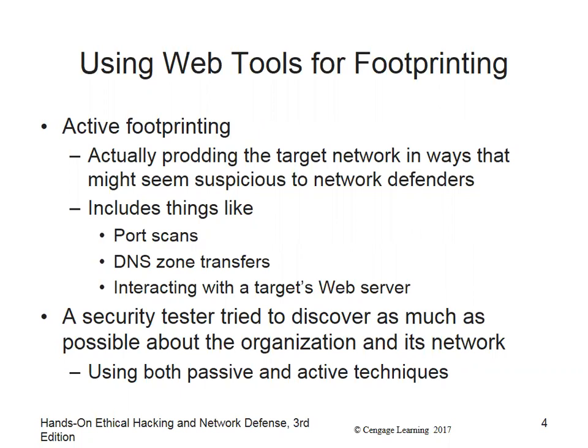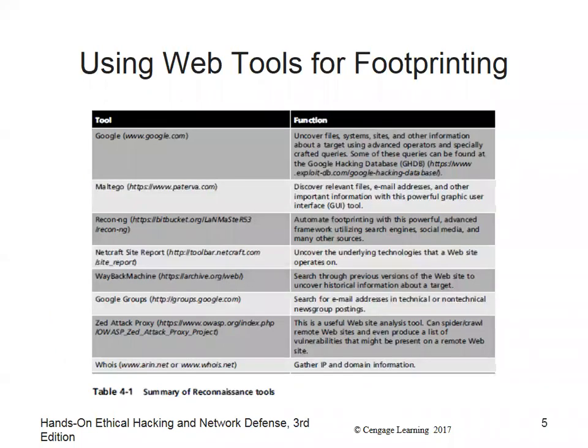Okay. So the security tester tried to discover as much as possible about your organization and its network. If you're going to break into Rose State, you're probably going to look around for a while, find out what's going on, find out as much as you possibly can. With Google, you can uncover files and system sites. There are all kinds of different tools. Google knows a lot.